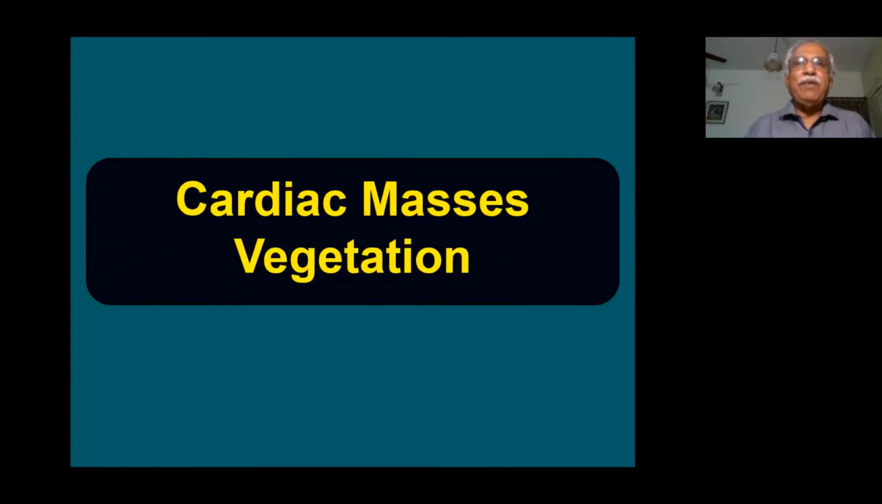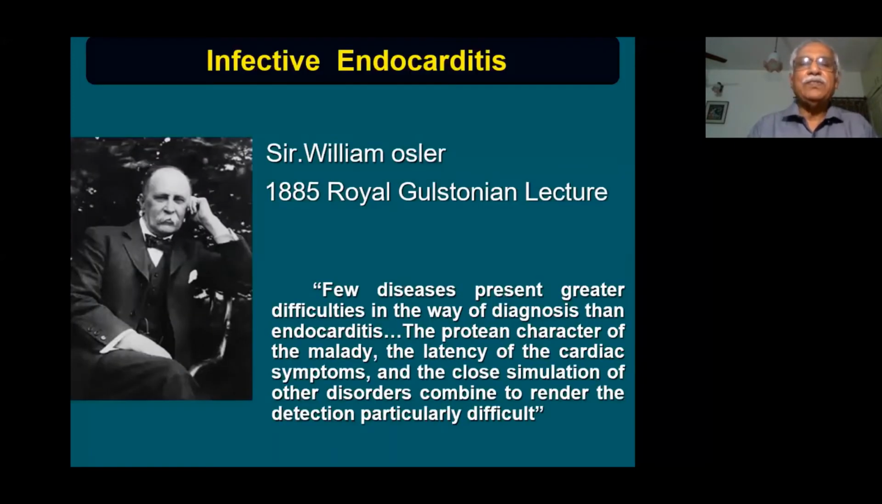Next, we'll go on to the next type of mass, which is vegetation, which is very important for all of us to identify. This is one of the famous lectures, the Gulstonian lecture given in 1885 by Dr. William Osler. Actually, this is a two-part lecture, and in his words, few diseases present greater difficulties in the way of diagnosis than endocarditis. The protean character of the malady, the latency of the cardiac symptoms, and the close simulation of other disorders combine to render the detection particularly difficult.